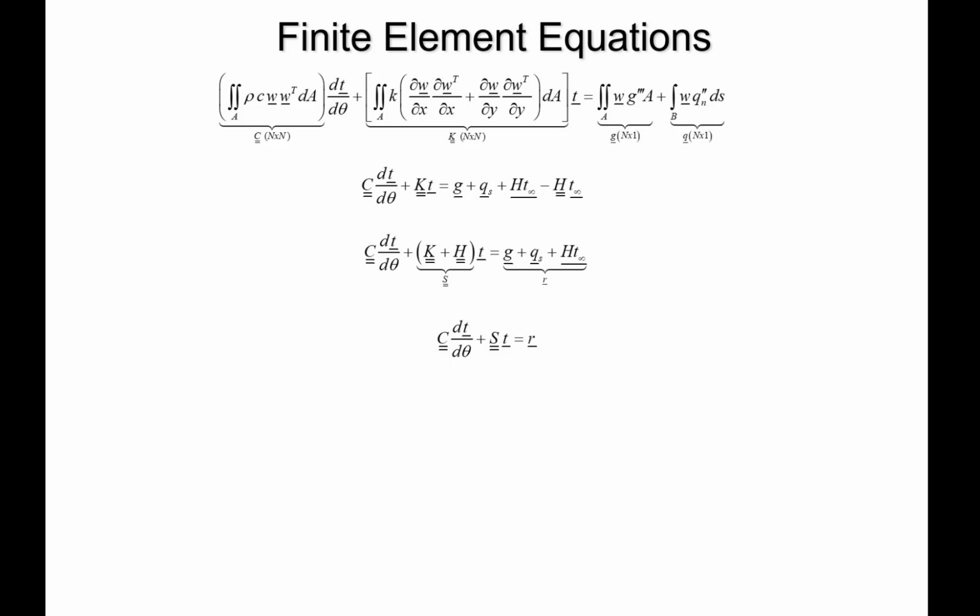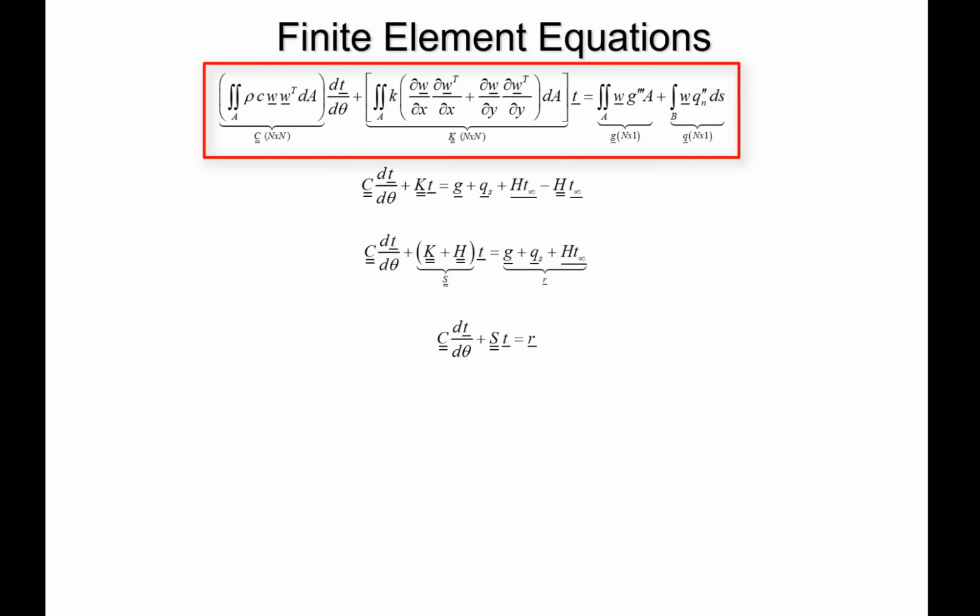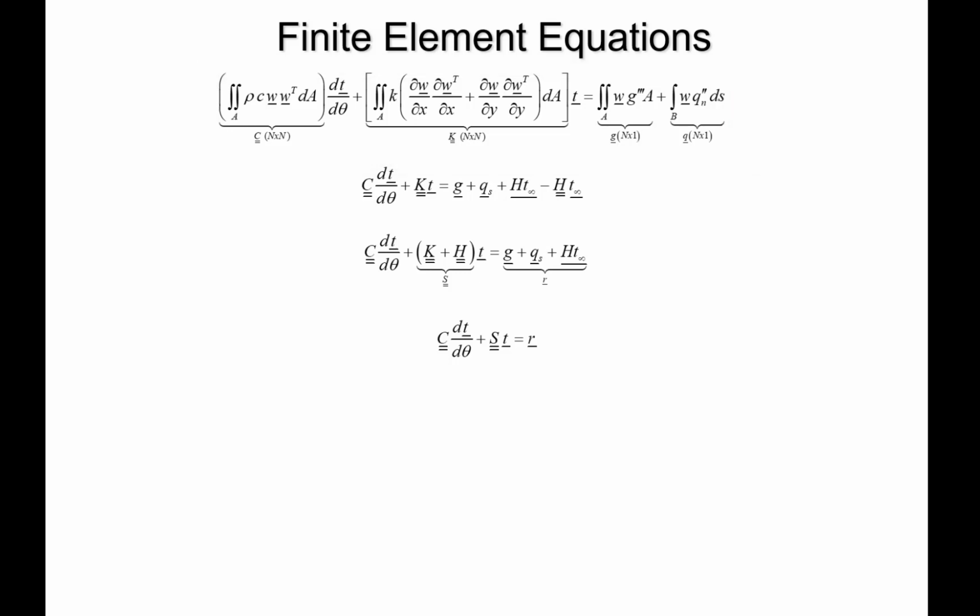We have our original finite element equations that corresponded to area integrals, and then also to a boundary integral. And we said that these are consistent with a set of matrix equations shown here. So we have the capacitance matrix, we have our conduction matrix. We know how to build those. We have our generation vector, and we talked about how to build that today. And then we have the specified heat flux vector, this h T infinity vector, and finally our convection matrix H.